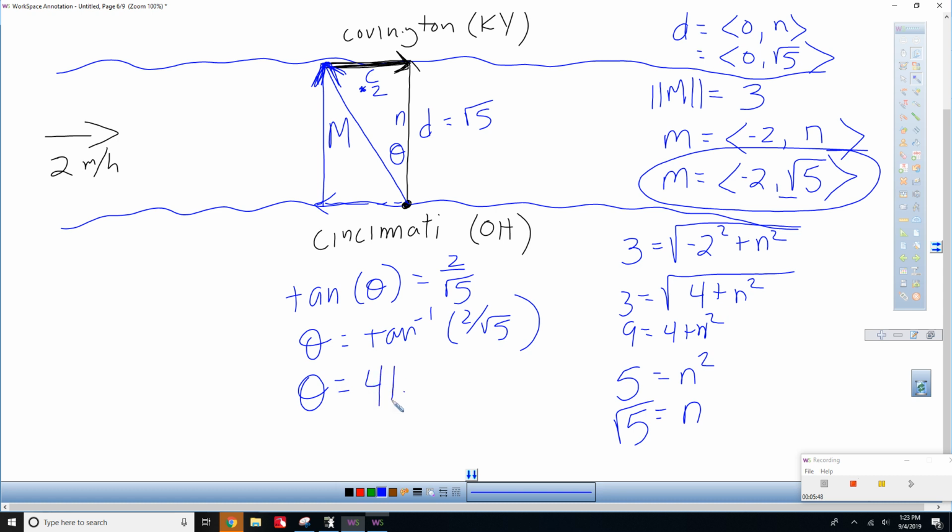Theta is 41.8 degrees. So he's going to have to swim, or she's going to have to swim, 41.8 degrees upstream, or you could maybe call it 90 plus 131.8 degrees away from the positive x-axis. You just have to describe what this angle is.